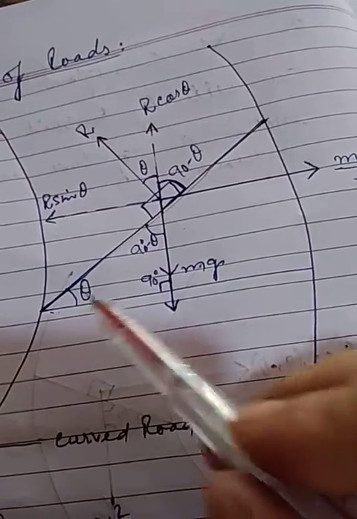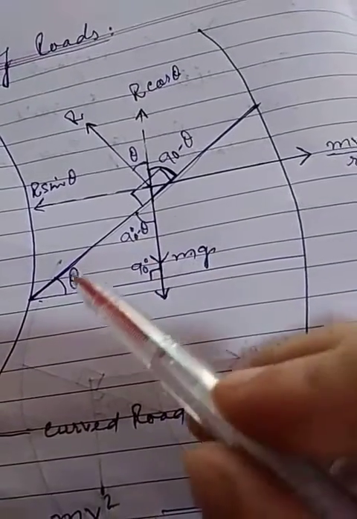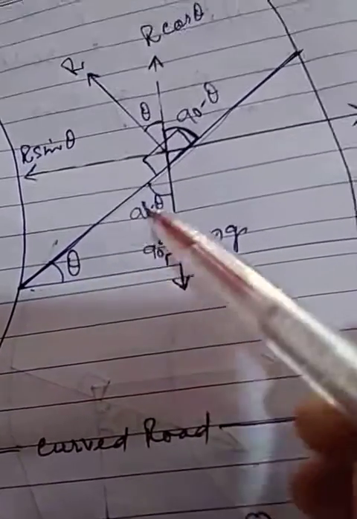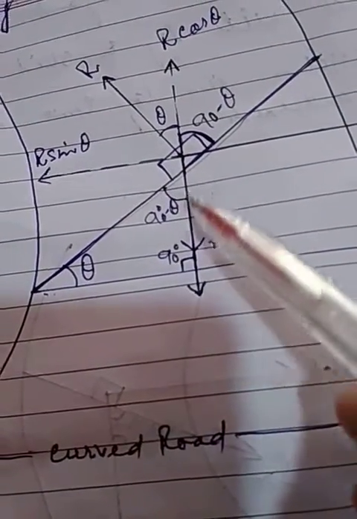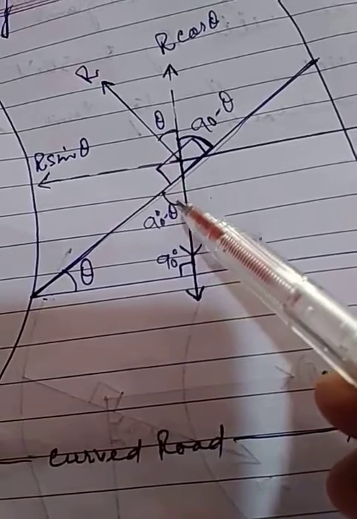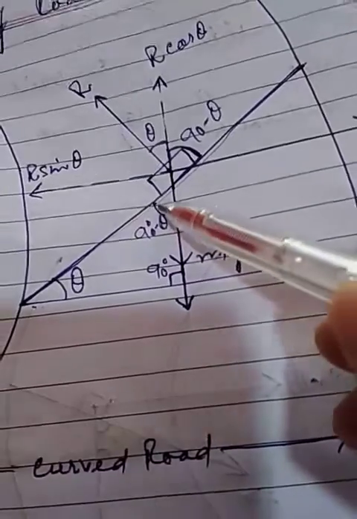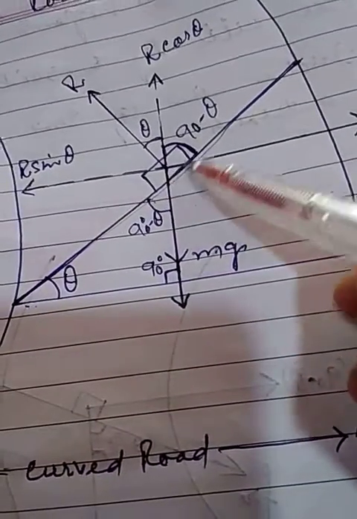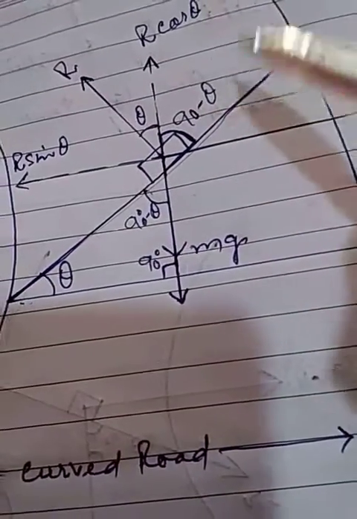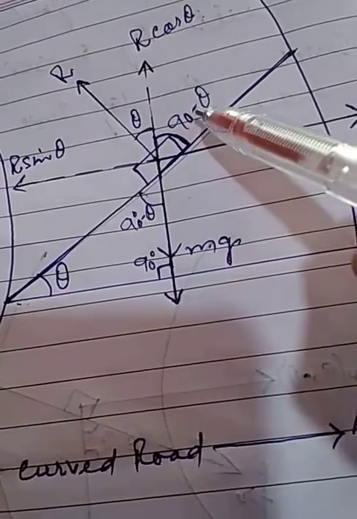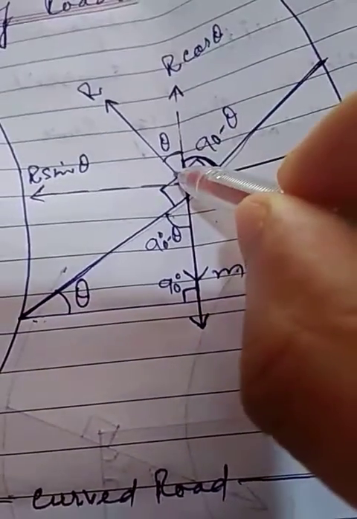Now if this is theta and this is 90 degrees, then the third angle of this triangle must be 90 minus theta. So in a triangle, one angle is theta, another is 90 degrees, so the third angle must be 90 minus theta. So this angle is 90 minus theta. But if this is 90 minus theta, then this angle, you are seeing this one, is also 90 minus theta.